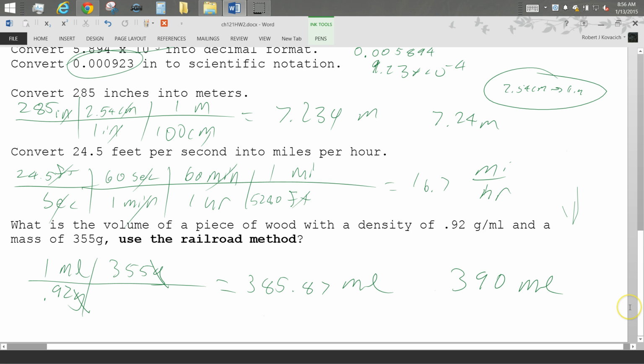So how come you chose two significant figures if 355 is 3? So how did you decide which one? Whichever number I'm using has the least number of significant figures, that's all I can include in my answer. So you're right, I had 3 with the 355 and 2 with the 0.92, but since the 0.92 is only 2, that's all I get to use. Okay, any questions?